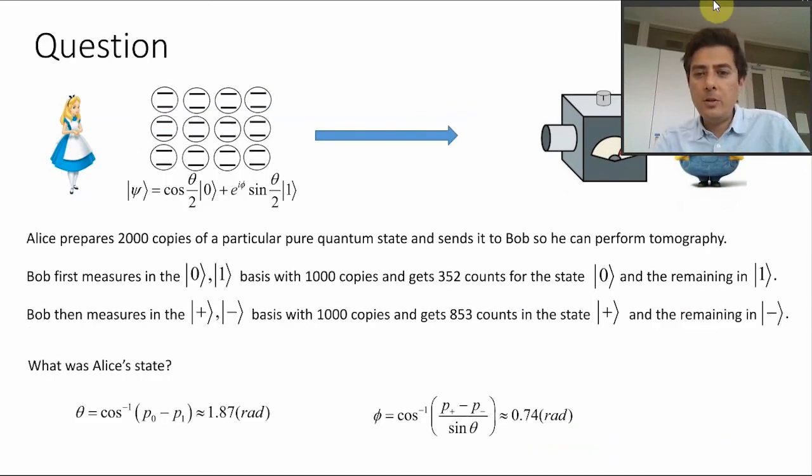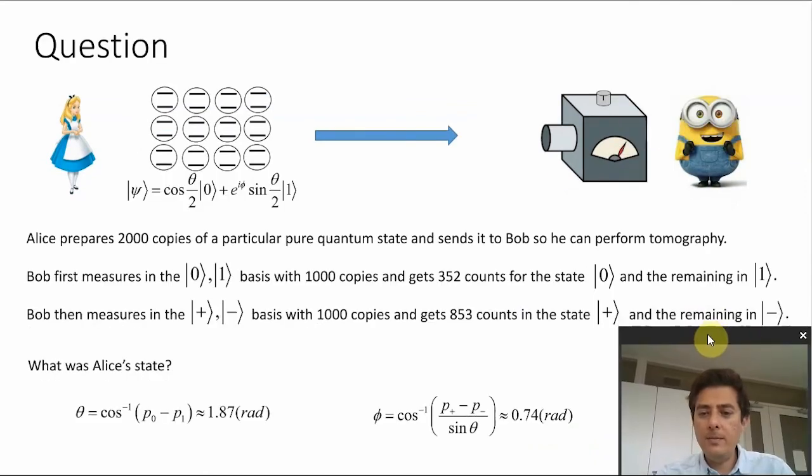Okay, so let's just finish off with a simple example of this, just so that you get the real world feel for this. So for example, let's say Alice sends Bob 2,000 copies of a particular quantum state. Alice has prepared it. She knows what the state is, but Bob does not know what the state is, and he's got his measurement machine, and he's going to work out what the state actually is, right?